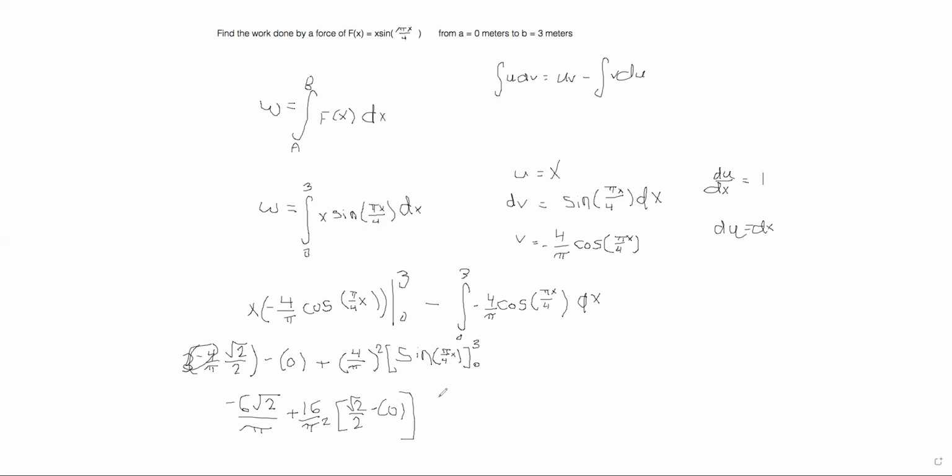So that means our final answer, if we simplify, is going to be 8 square root of 2 over pi squared, minus 6 square root of 2 over pi.